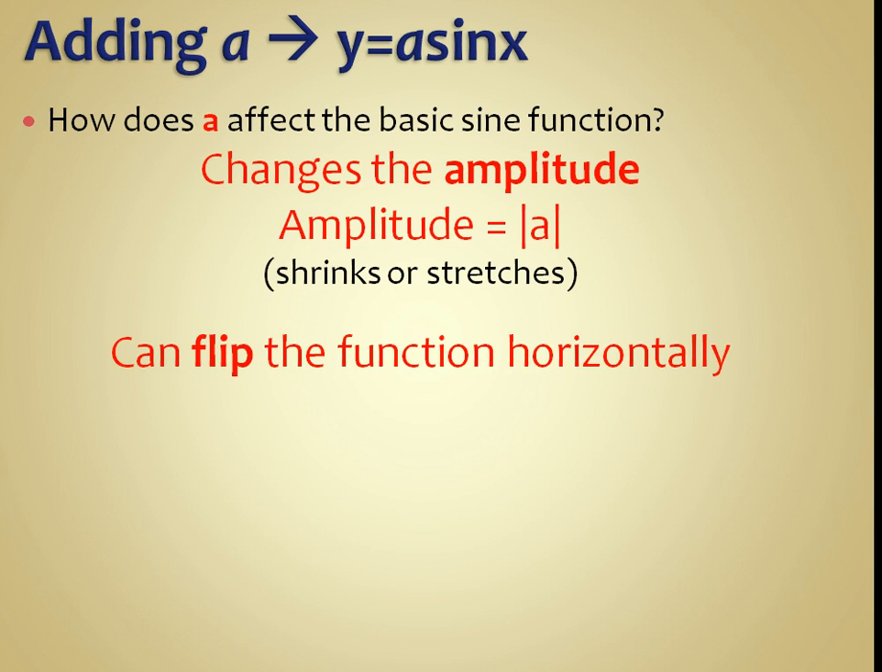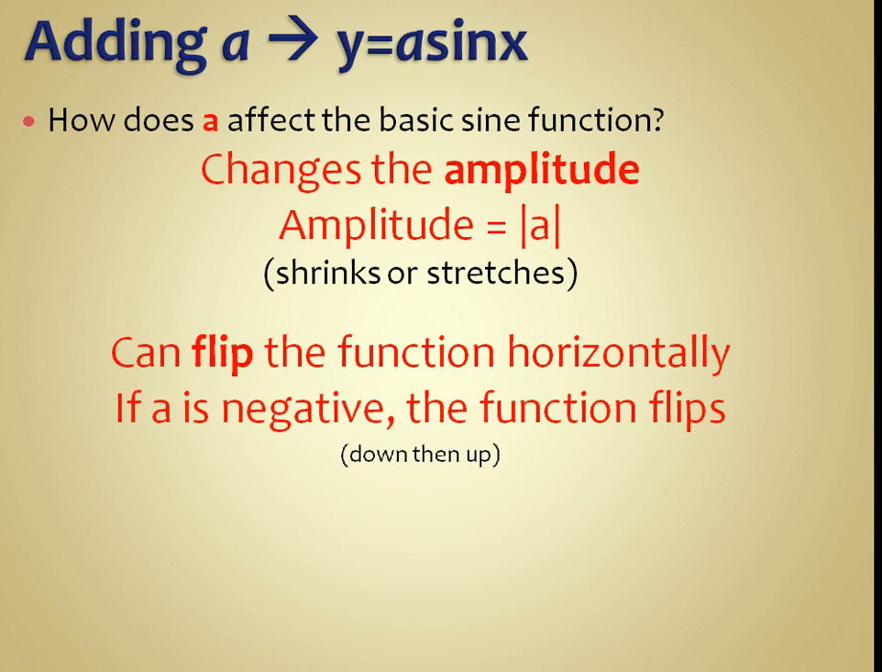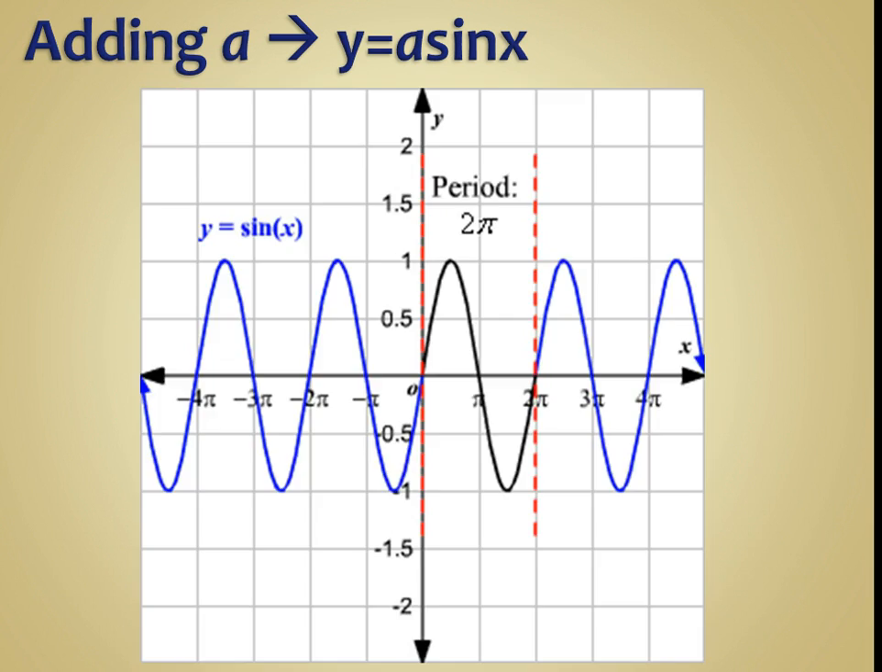In addition, it will also flip the function. How does it do this? Well, if a is negative, the function flips. This is pretty much similar to what we've done for all the other functions, so the absolute value function, the parabola function. It's always going to be flipping it in the other direction.